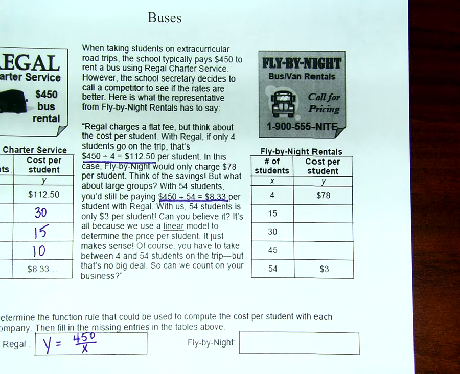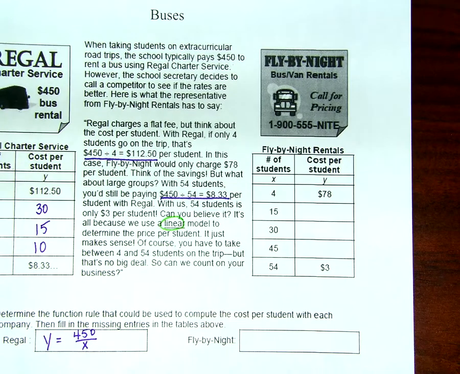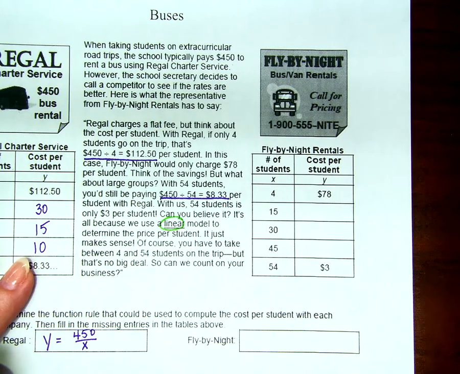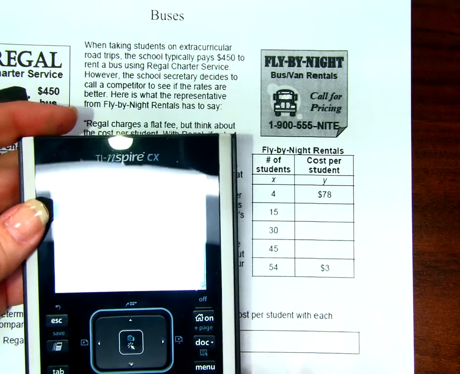Let's see. Fly By Night. Oh, okay, so that's important, right? They use a linear model. Oh, well, we should have no problem with it then. If we know it's linear and we have 2 points given to us in the table already, isn't 2 points enough to write the equation of a line? Yeah? How do you do that? Oh, absolutely. That's a perfect way to do it. Yeah, you can do it by hand, right? Find the slope and then put it in point slope form.